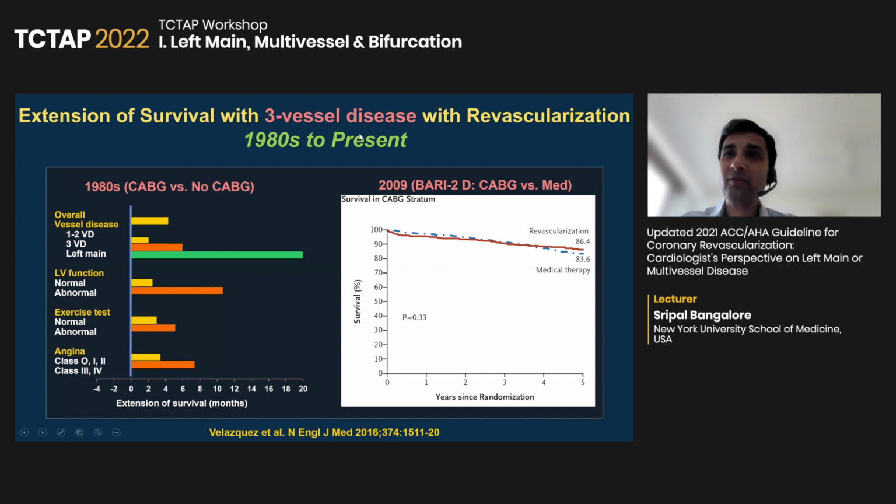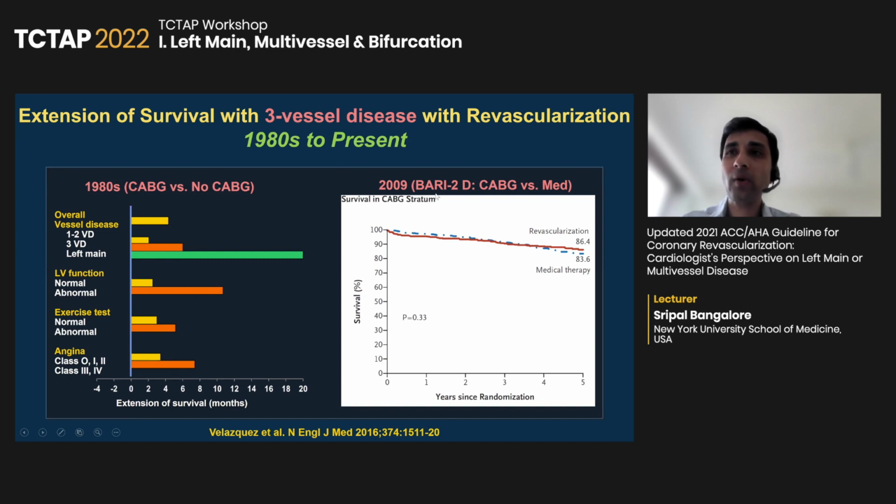Now, the more controversy is surrounding the area of triple vessel disease. There is this notion that we, as a guideline committee, downgraded the recommendation for CABG, but I want to point out the data we weighed were a number of factors. If you look at patients with triple vessel disease in the 1980s, CABG versus no CABG, when there was no medical therapy, there was a mortality benefit of CABG, an extension of survival of 6 months in this subgroup of patients.